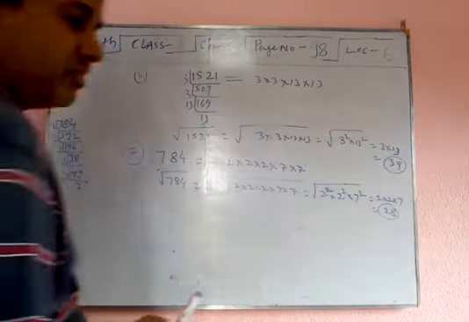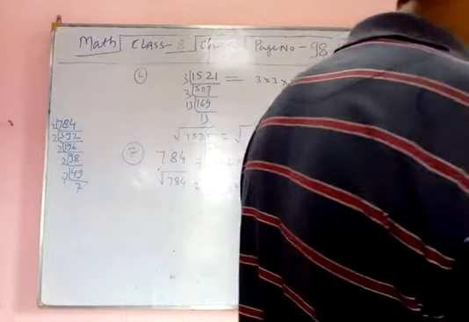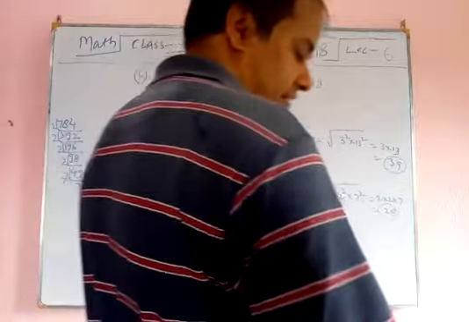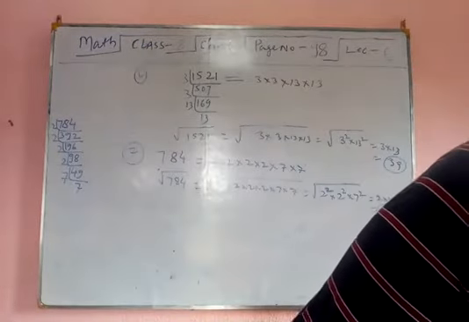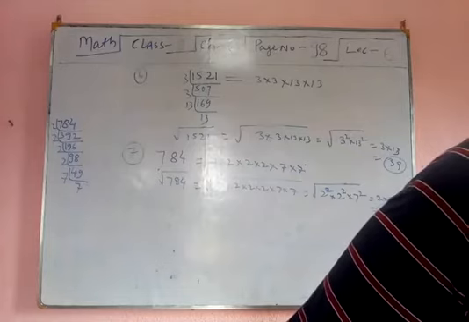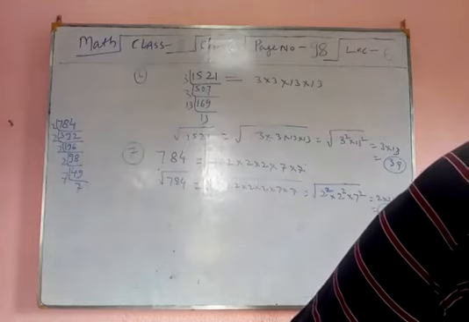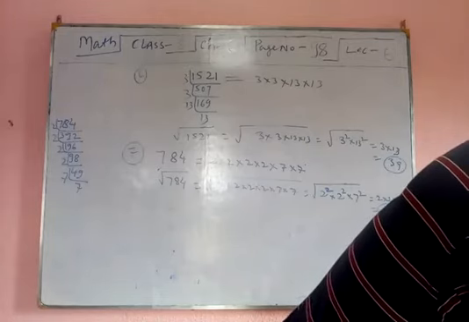Next is example number 8. Example number 8 is saying find the number which should be multiplied with 245 to obtain a perfect square. Find the new number and also the square root of number so obtained.